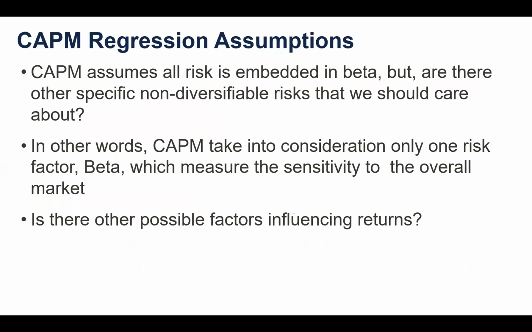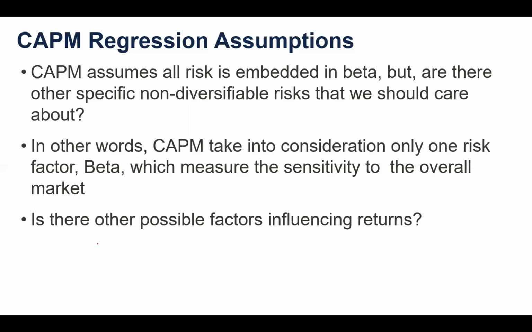However, we've got to remember the assumptions under CAPM. First of all, we are assuming that all risk is embedded in beta. So everything that should yield different returns is accounted for just in beta. However, aren't there other possible factors that influence returns? Can we actually use the sensitivity to the overall market as the only risk factor?